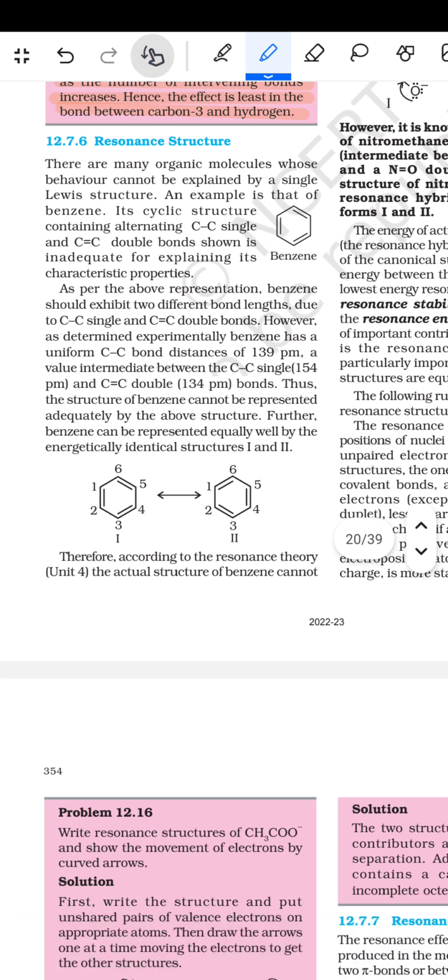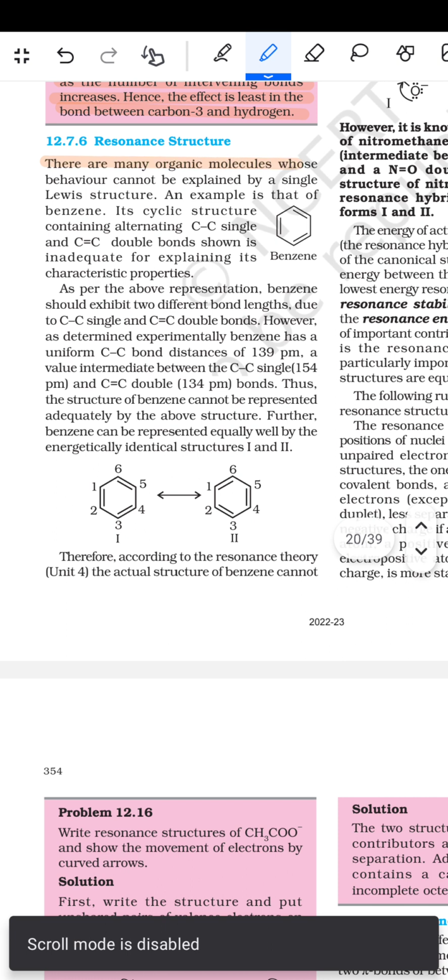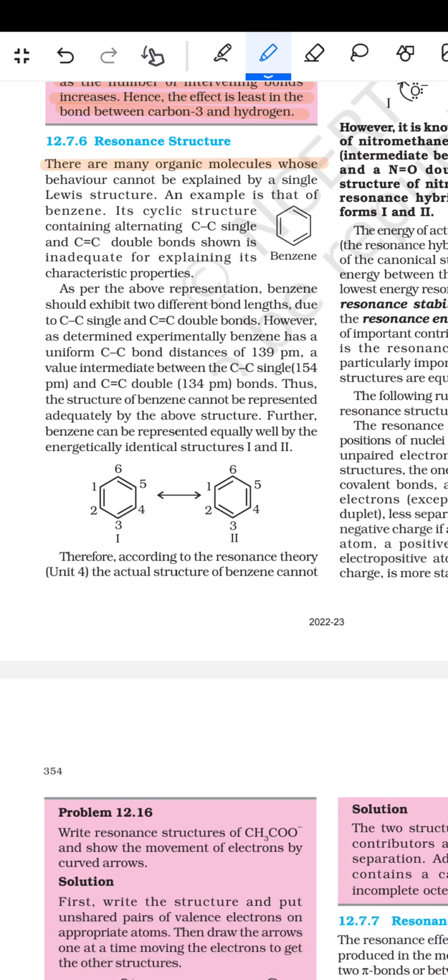Now, the resonance structure. There are many organic molecules whose behavior cannot be explained by a single Lewis structure. An example is that of benzene, whose cyclic structure containing alternating sigma single and pi double bonds is found inadequate for explaining its characteristic properties.